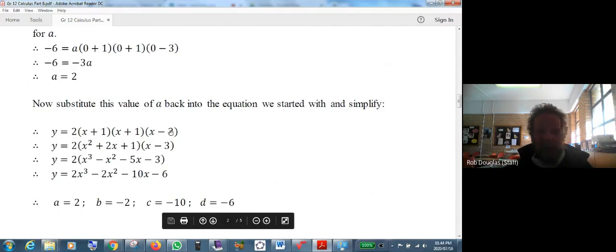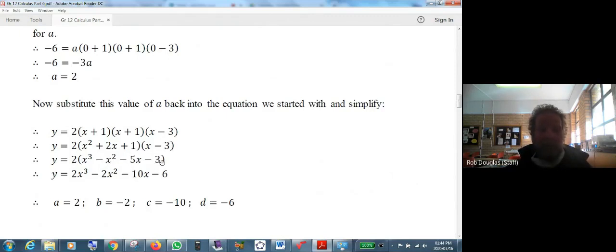Ooh, this is good because we can put the a in there. Then we just multiply it out. x plus 1 times x plus 1. We do our FOIL thing, or we know it's x squared plus 2x plus 1. Then we multiply it out carefully by x minus 3. x squared times x is x cubed. And you got minus 3x squared. You got plus 2x squared. You're going to get minus 1x squared. You can work out the x's and put them together to get minus 5x. And 1 times minus 3 is minus 3.